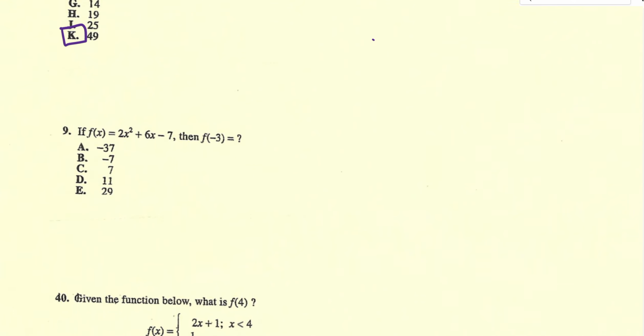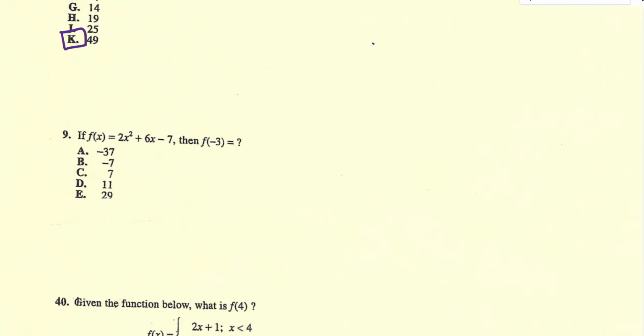On the second one, this is one where there's a careful mistake that we got to make sure that you don't do. This time it's telling us to put a -3 every place there's an x. So I'm going to say 2, and this is the place where students make mistakes. It's -3 in the parentheses squared plus 6 times -3 minus 7. You must use these parentheses or you'll get it wrong. So if I type that in the calculator, I'm going to get B, which is -7.